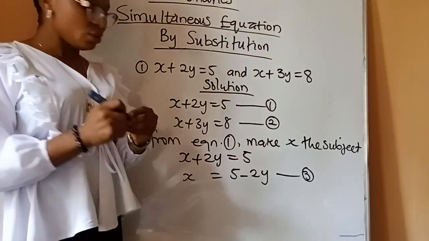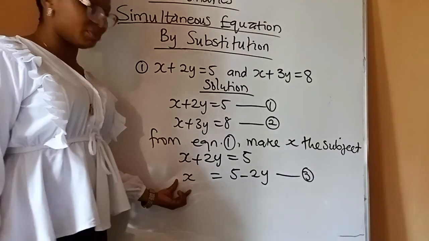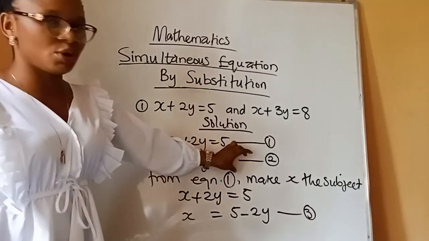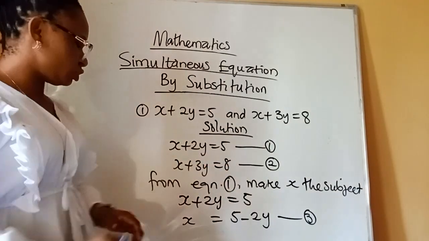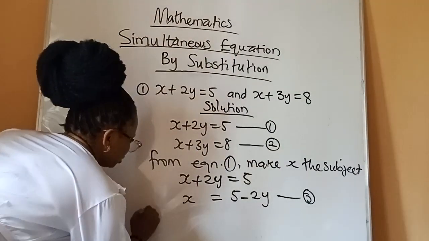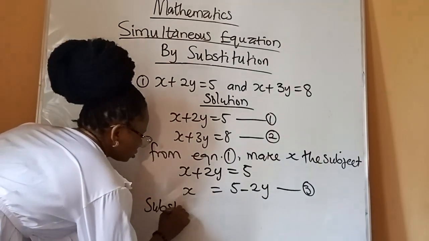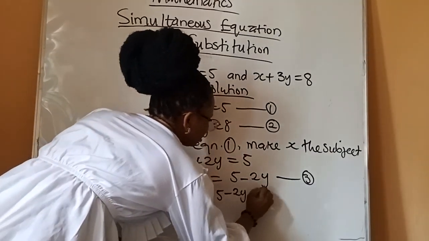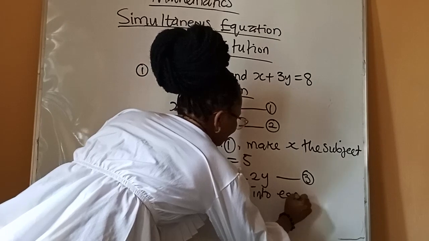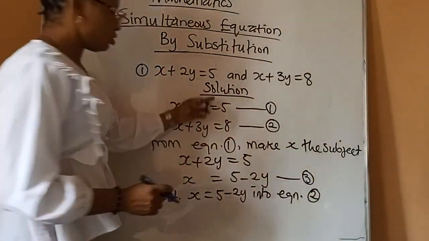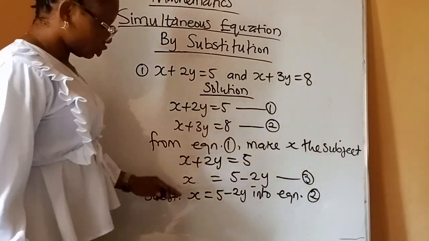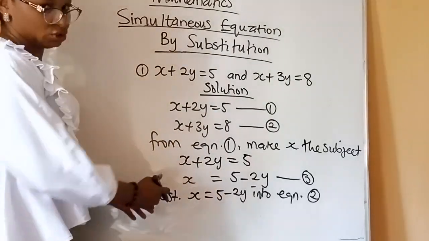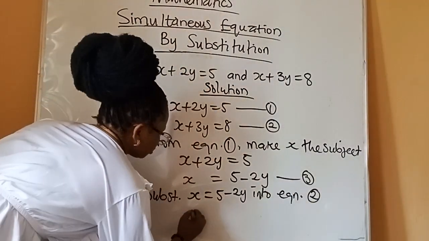Okay, we said when you make one of them the subject of the equation, use that value. Go to the second equation and substitute it. So at this point, substitute x equals 5 minus 2y into equation 2. I made use of equation 1 initially, so I'm going to substitute this value into equation 2. What you actually do is rewrite what equation 2 is.